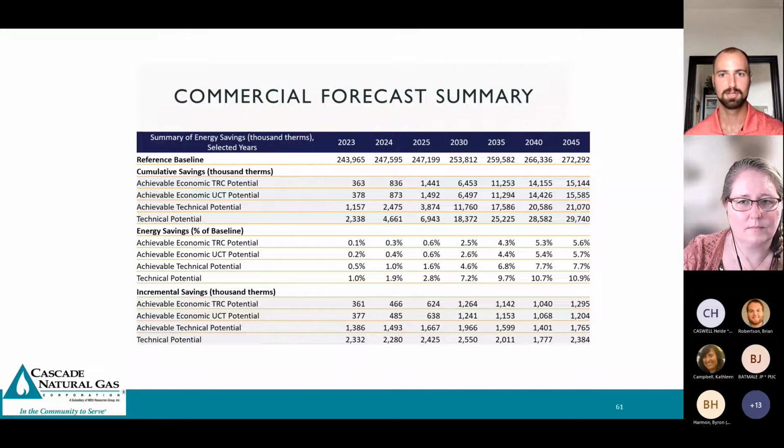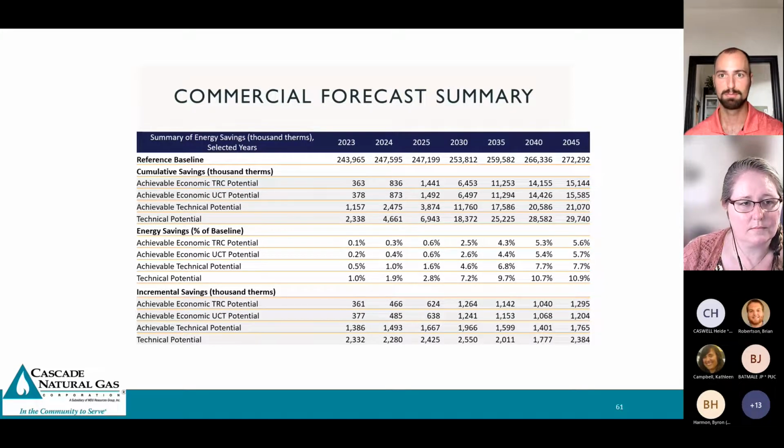So this slide shows a summary of energy savings in thousands of therms for some of our years, being 2023 and 24, all the way out to 2045. So you'll see on the screen, there's 3 different sections for each of those years. That cumulative savings, which are those 4 different potentials that we looked at previously in our presentation. Then we also have the energy savings as a percentage of baseline. And then we also have incremental savings in thousands of therms for those same 4 potential areas. Keep in mind, it's going to be using the same reference baseline throughout all these scenarios. That's going to be the gas usage for our territory.